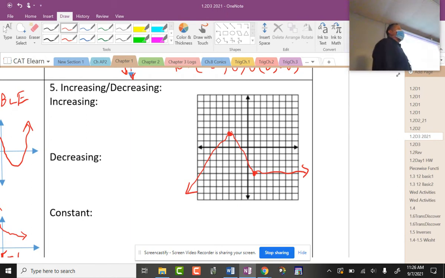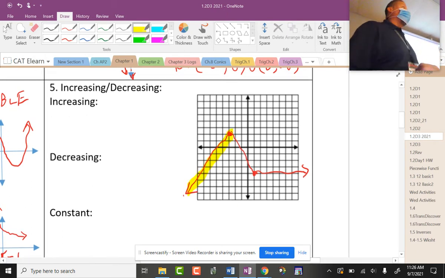All right. So very simple on this. You're asked to do this on certain functions. I'm going to ask you either tomorrow or Thursday. I think tomorrow I have a different activity. But what's my graph doing from here to here? Increasing, decreasing, or constant?